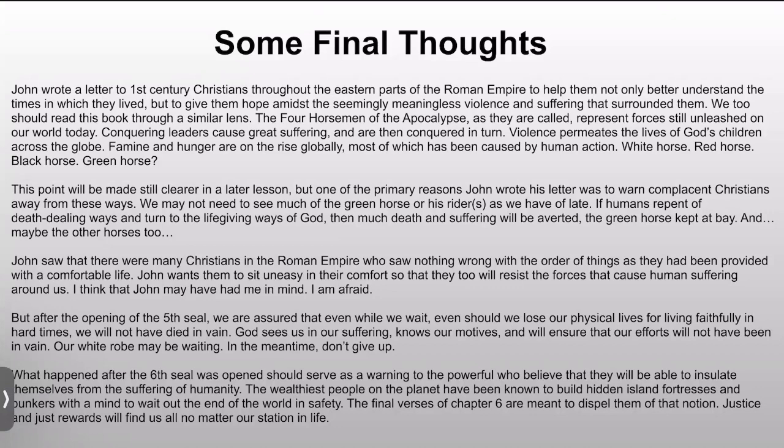What happened after the sixth seal was opened should serve as a warning to the powerful who believe that they will be able to insulate themselves from the suffering of humanity. The wealthiest people on the planet have been known to build hidden island fortresses and bunkers with a mind to wait out the end of the world in safety. The final verses of chapter 6 are meant to dispel them of that notion. Justice and just rewards will find us all, no matter our station in life.